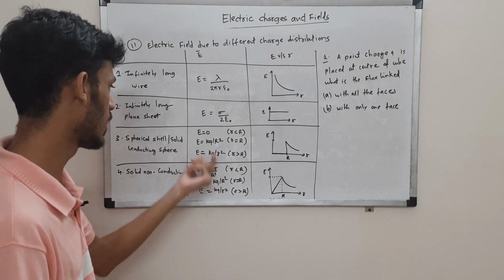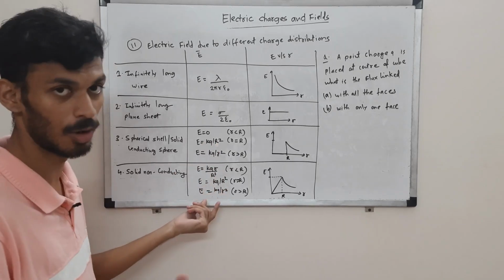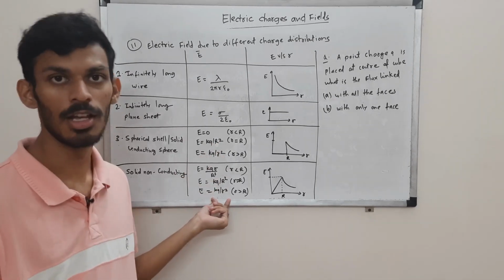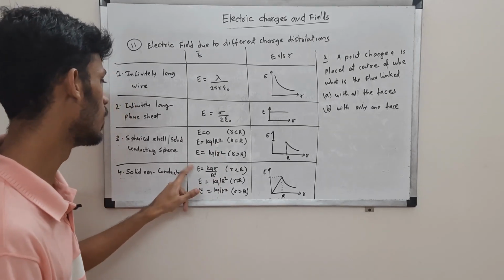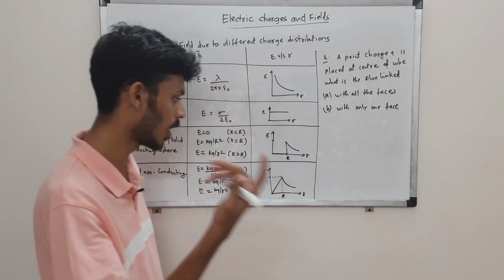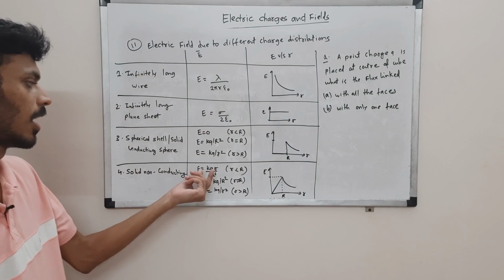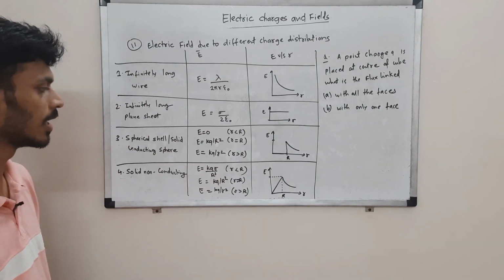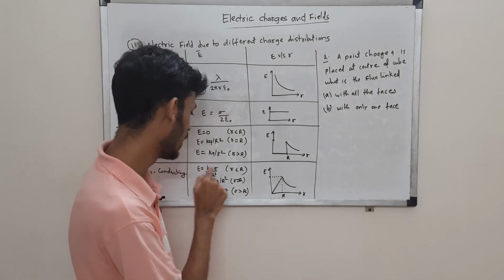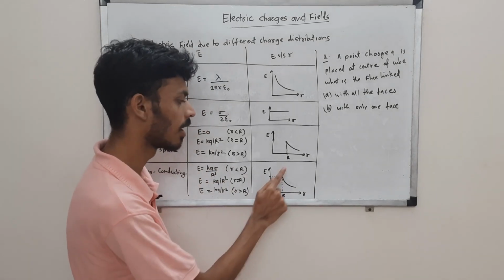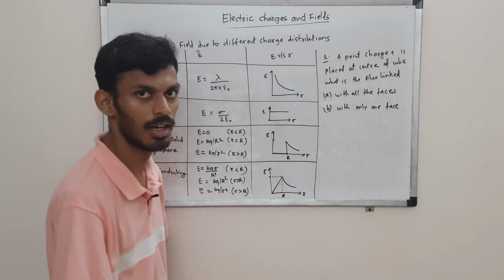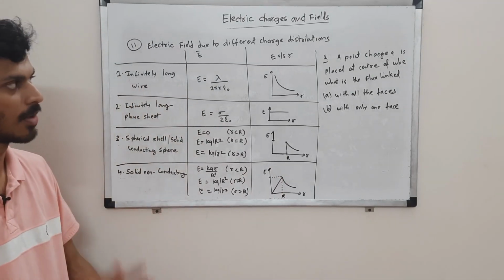Otherwise this and this are the same: kq by r square on the surface, and outside the surface kq by small r square. Only this thing will change, which is kq small r by R cube. This is capital R, the radius, small r is for distance. So inside you can see that it is a linear variation. E is directly proportional to r, linear variation, and then some constant value, and then it falls as 1 by r square.